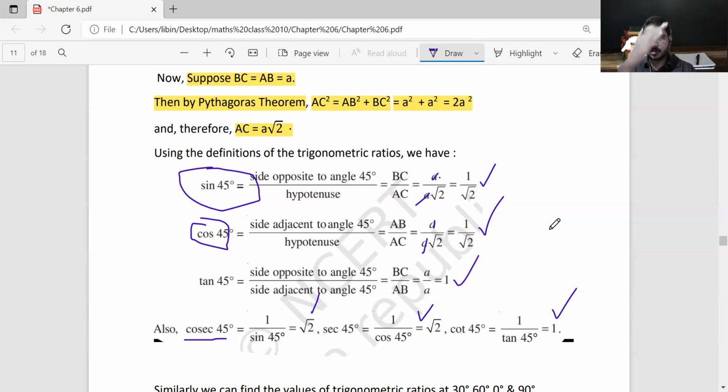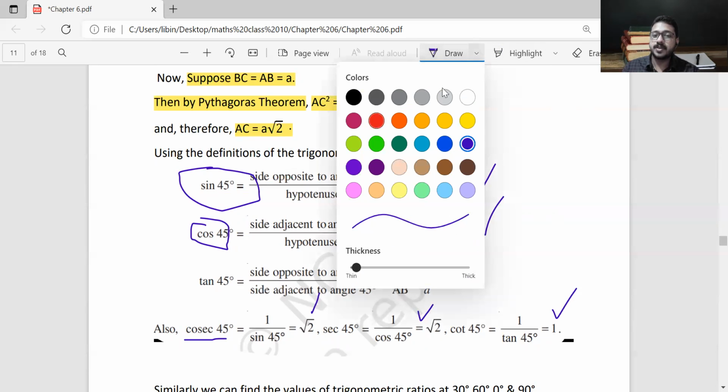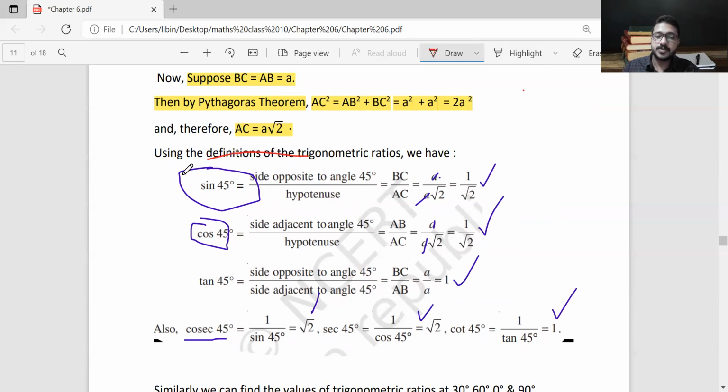Don't worry about this. Oh, sir, we have to learn all this by heart? Actually, you have to learn all this. But it is very easy. Why is it easy? Because you only need to learn these two quantities by heart, that is sin 45 and cos 45, because from those values itself you can find the remaining values.